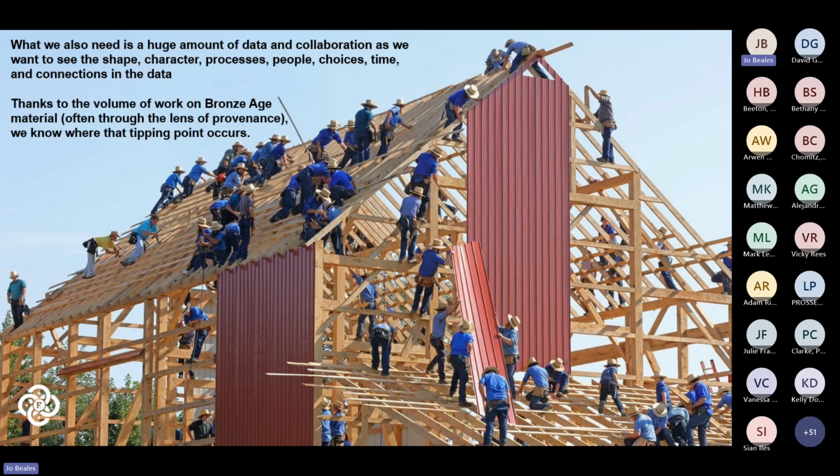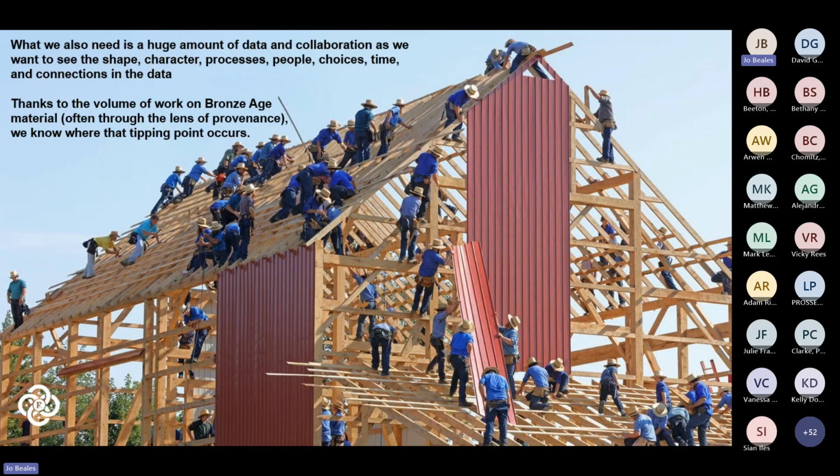So what we need is a huge amount of data. Under the old model, one data point is fine because you've got your matching criteria and you've got your one data point and you can say, well, it came from Ross Island or the Keikelberg or any other mine. What we need instead is a huge amount of collaboration so that we can see the shape and the character and the change in the processes and the people within these larger data sets.